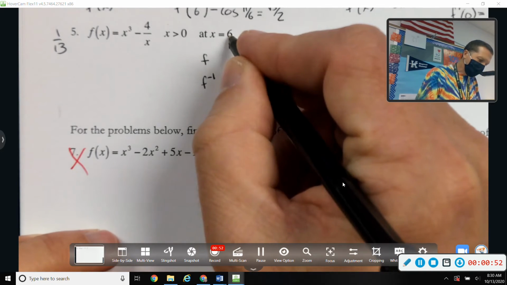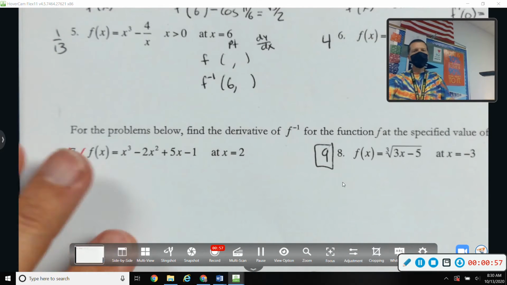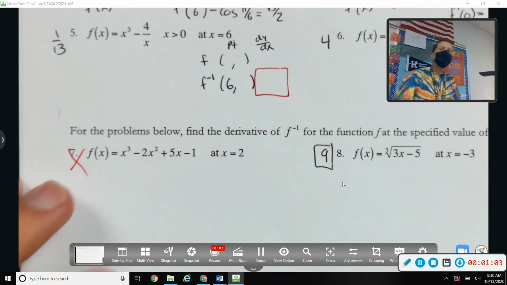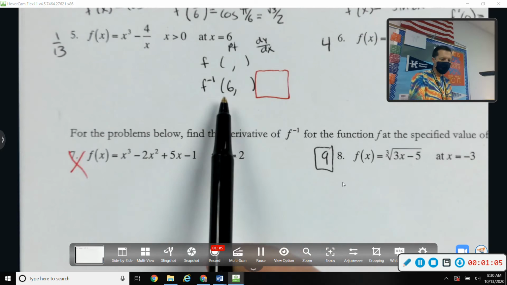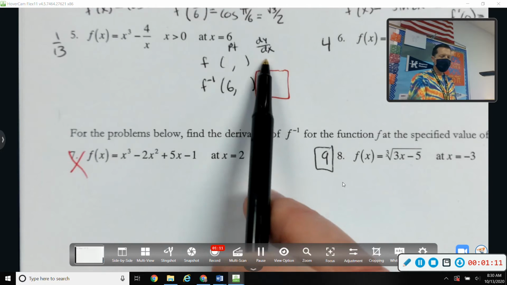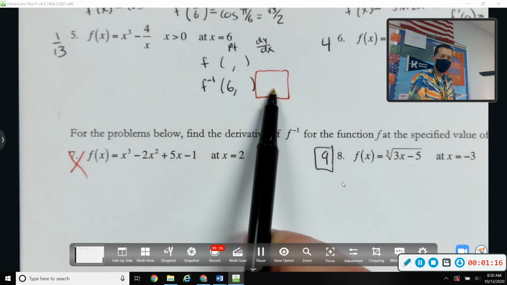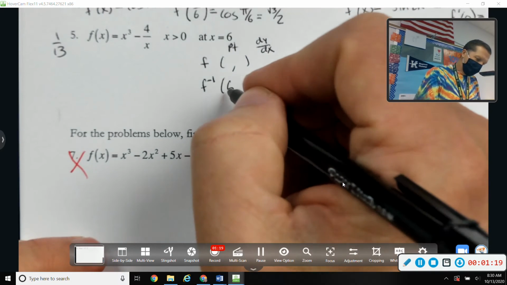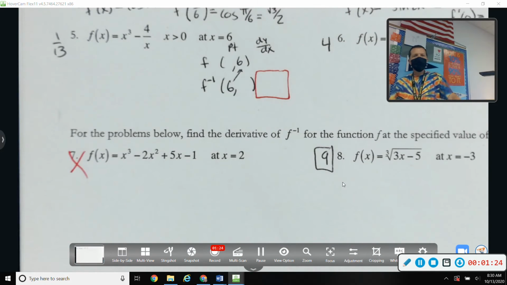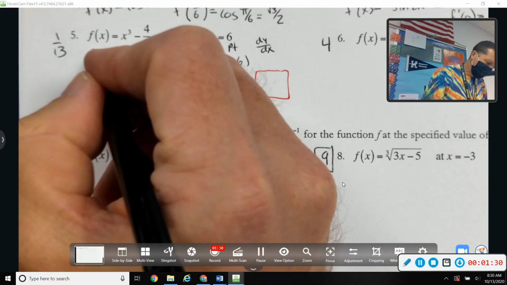So x equals 6, but that's for the inverse. I would like to know the derivative of the inverse there, but I can't take the direct route. I've got to go this backup way and get all the way around to there. These are reciprocals, so if I can get this derivative, then I'll just flip it over to get the answer I'm looking for. All right, so if x is 6 for the inverse, that means y is 6 for the original. And now I need to figure out what the x is.